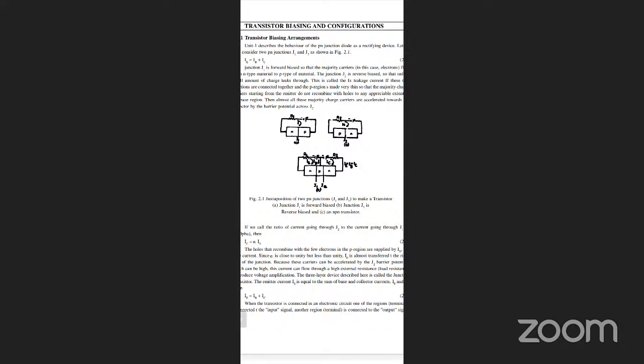Out of these three, one is made common for input as well as output. That configuration is nothing but a common configuration. If base is common for input and output, it is common base. If emitter is common, common emitter. If collector is common, common collector.